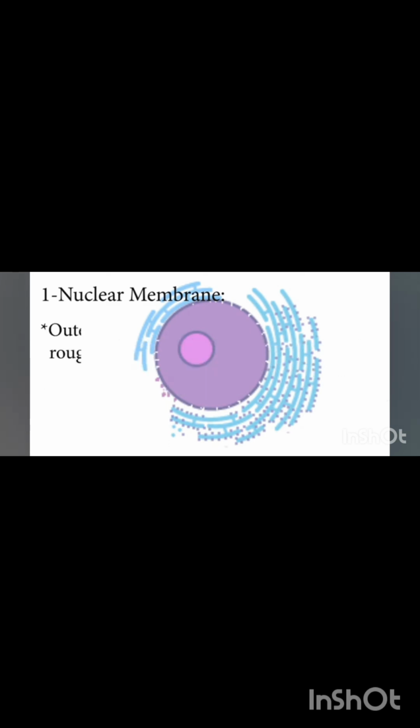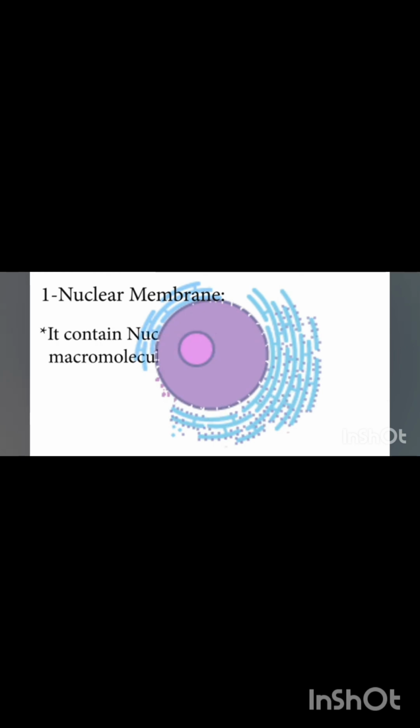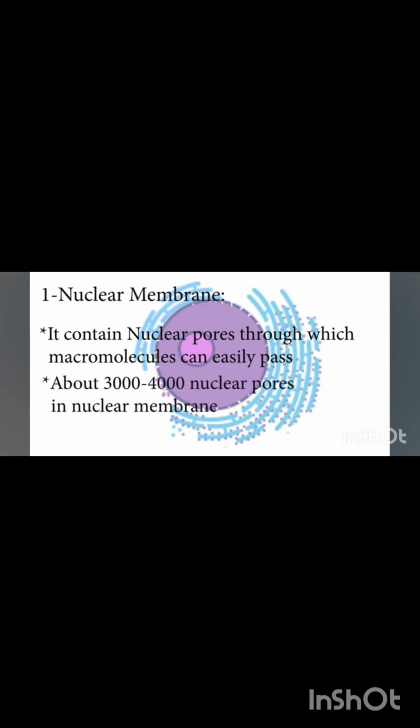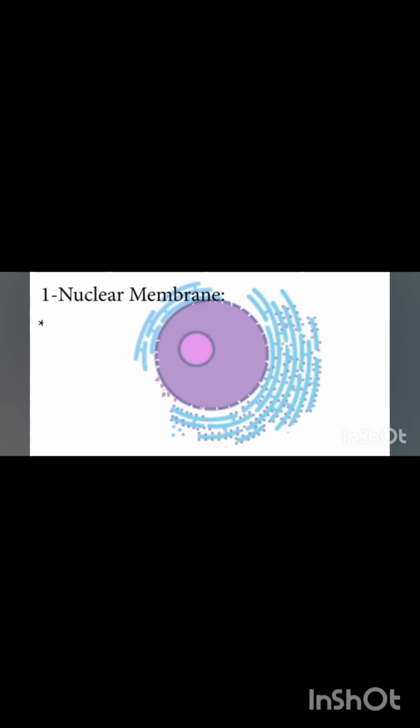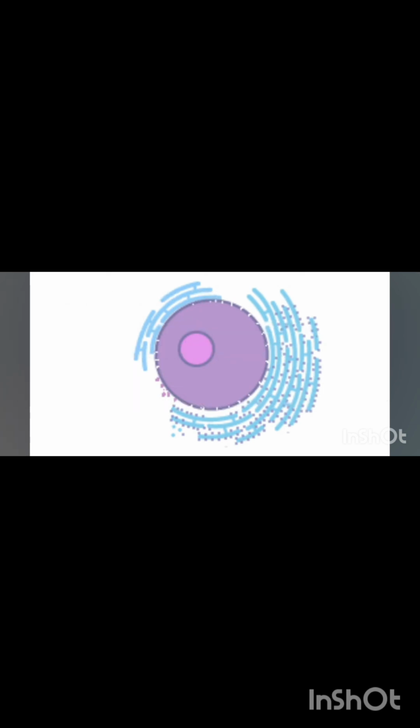It is about 10 to 50 nanometers long. The outer nuclear membrane is continuous with the rough endoplasmic reticulum. It also contains ribosomes. The nuclear membrane acts as a barrier for the transport of macromolecules. It contains nuclear pores through which macromolecules can easily pass. About 3000 to 4000 nuclear pores are present in the nuclear membrane. On the inner surface of the membrane, a thin layer is present which is called the nuclear lamina. It provides mechanical support to the nucleus.